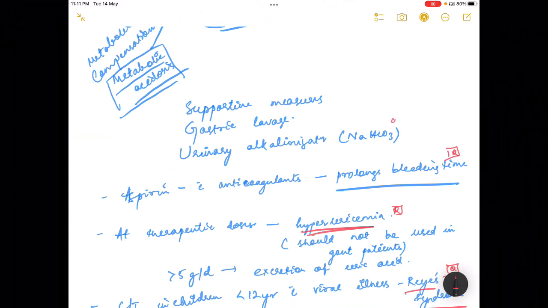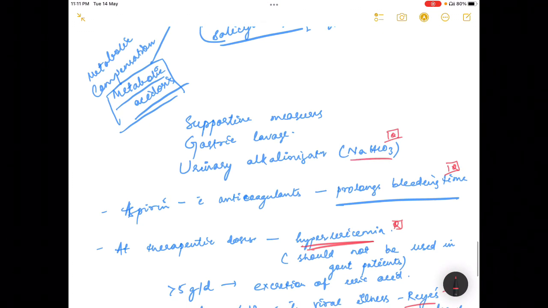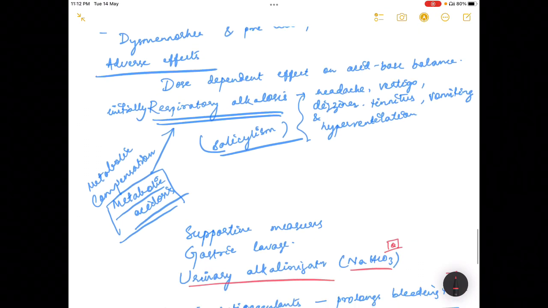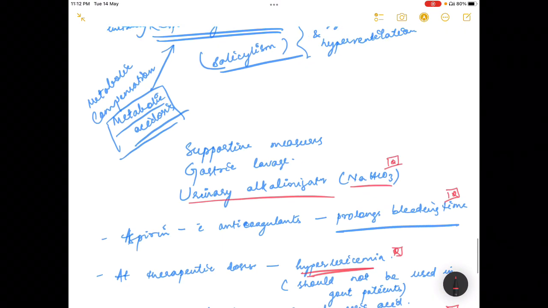Apart from this, what is the procedure? How can you cause more excretion of aspirin in case of poisoning? By use of sodium bicarbonate and by urinary alkalinization, because this is an acidic drug. Whenever there is an acidic drug, salicylic acid is given and there is poisoning of the salicylic acid, you can cause more excretion of that acidic drug by making the urine alkaline.